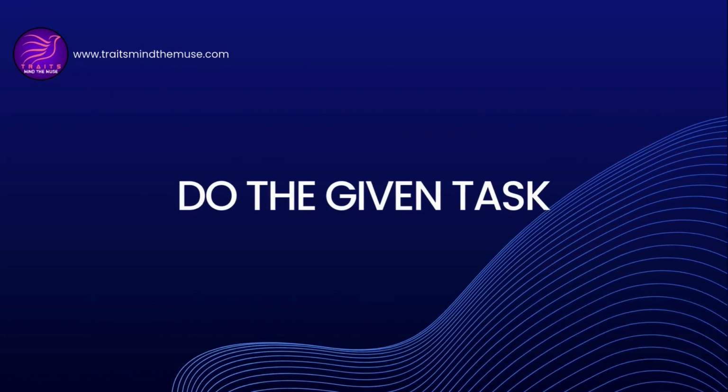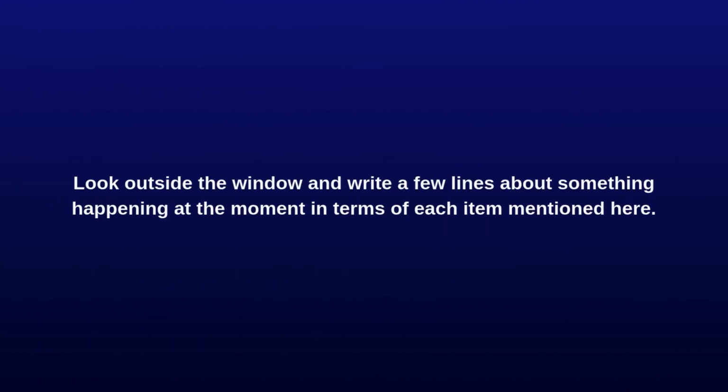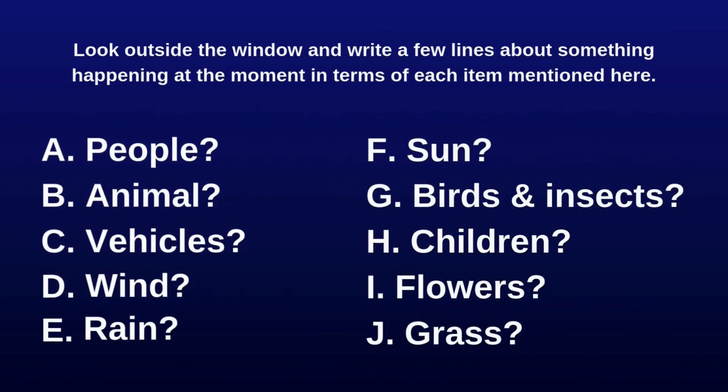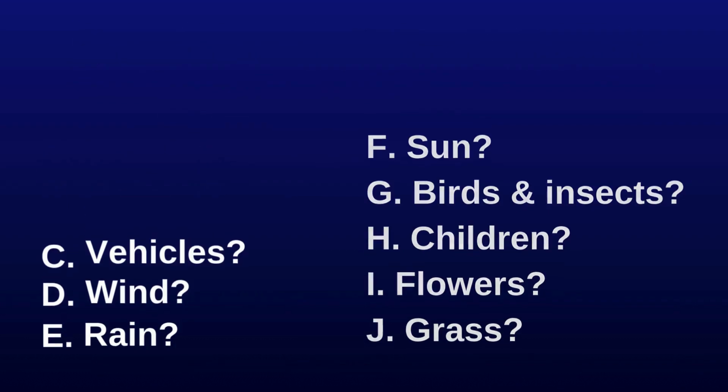Do the given task. Look outside the window and write a few lines about something happening at the moment in terms of each item mentioned here. A. People. B. Animal. C. Vehicles. D. Wind. E. Rain. F. Sun. G. Birds and insects. H. Children. I. Flowers. J. Grass.